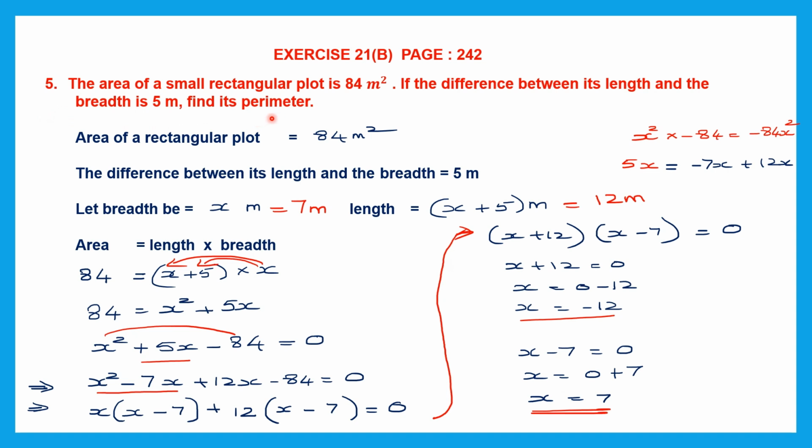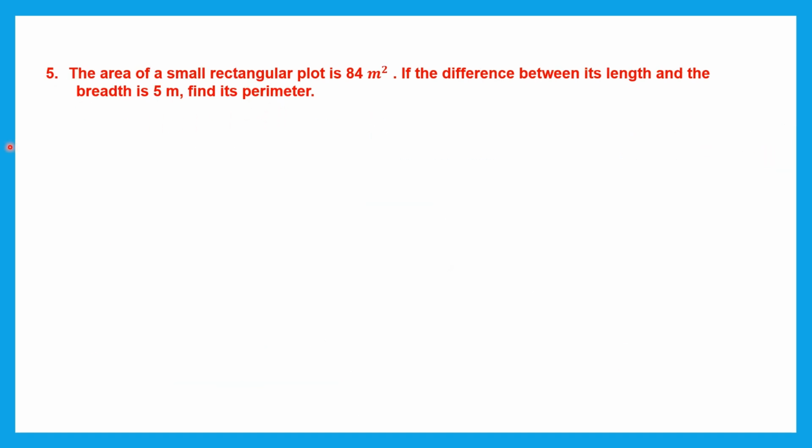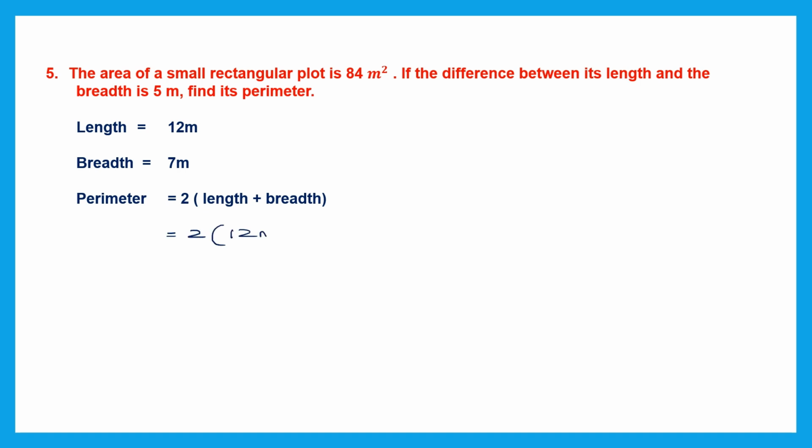But what are we actually asked to find? We are asked to find the perimeter. Now we can use the formula and then find the perimeter of this rectangle. So now that we know the length and breadth, let's find the perimeter. Length is 12 meters, breadth is 7 meters, and we know the formula. Perimeter is equal to 2 into length plus breadth. So this is 2 into 12 plus 7, which is 19. 2 into 19 is 38. So the perimeter we have found to be 38 meters. So this is our answer.